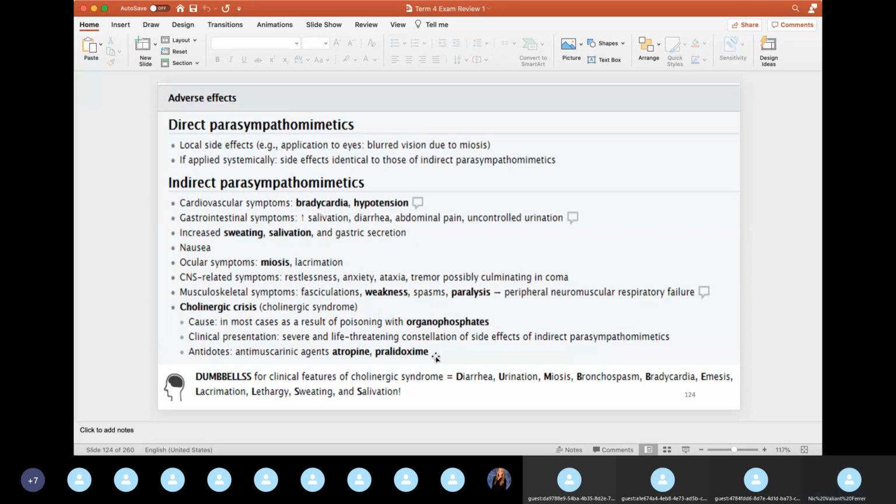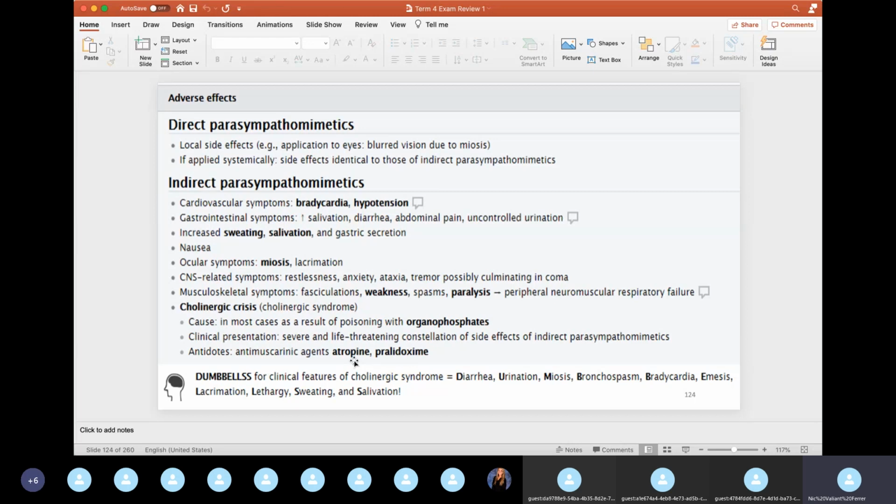pralidoxime. Which should you give first, atropine or pralidoxime? Anyone? Atropine. Why? For the CNS effects. Excellent. So it goes to the CNS. However, it doesn't do something. It doesn't act on the? Muscle weakness, the flaccid paralysis. Yes. Why? Because it doesn't act on the nicotinic receptors.